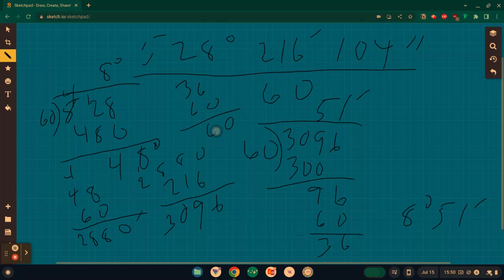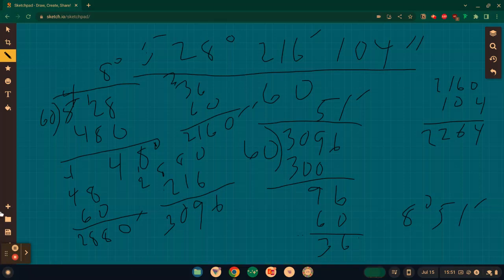6 times 6 is 36. 6 times 3 is 18 plus 3 is 21. That gives us 2,160 seconds. And we want to add that to the 104, so we get 2,160 plus 104. And so that gives us 4 and 6 and 2 and 2. So we get 2,264. I'm kind of running out of space here.